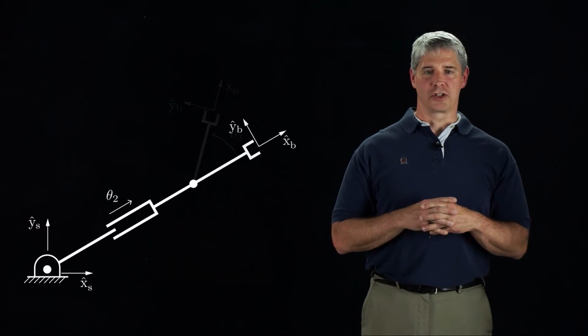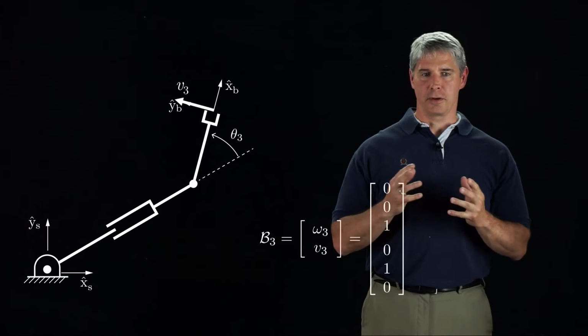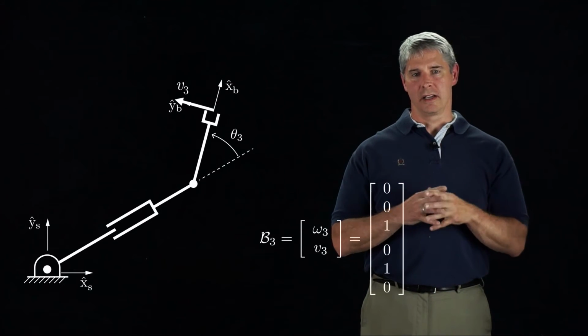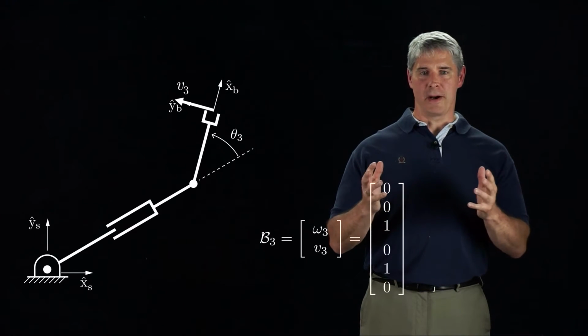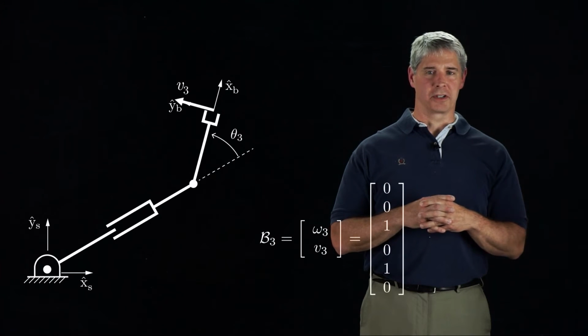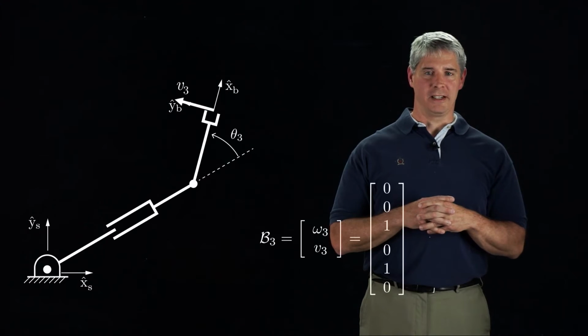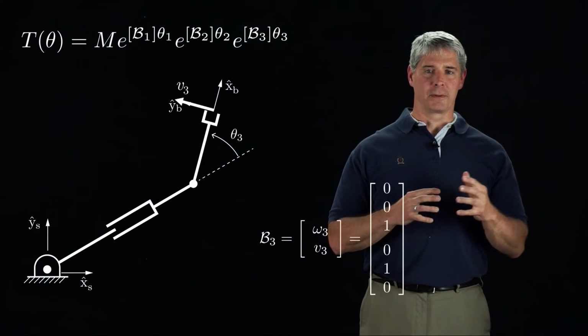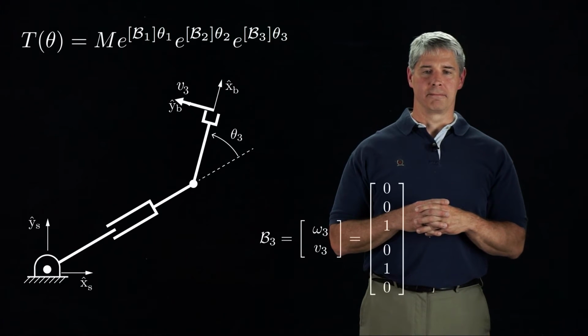Finally, let's rotate joint 3 by theta 3. The screw axis B3 is a pure rotation about an axis out of the screen, so the omega 3 vector is (0, 0, 1). Rotation about this axis induces a linear motion v3 equal to (0, 1, 0) in the B frame. The new configuration of the B frame, T(theta), is given by right multiplying the previous configuration by the new body frame transformation.